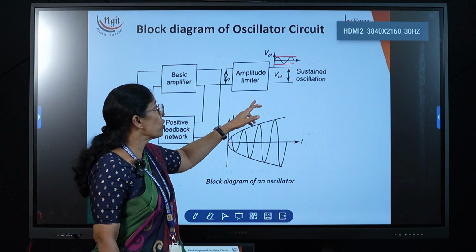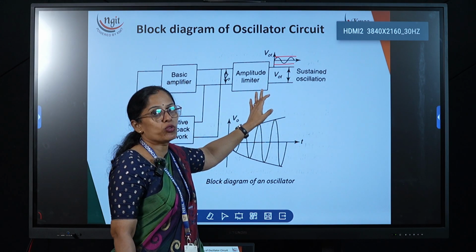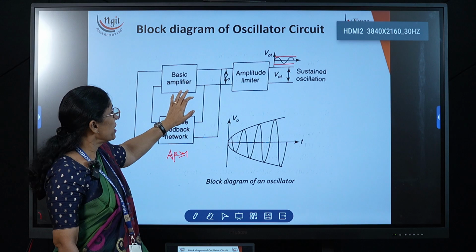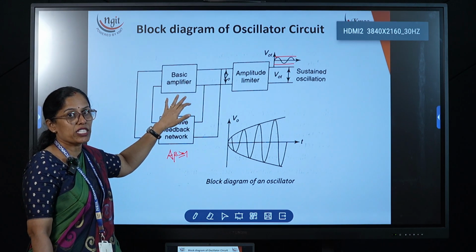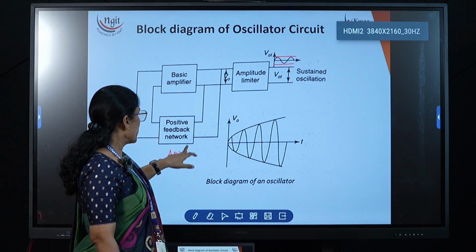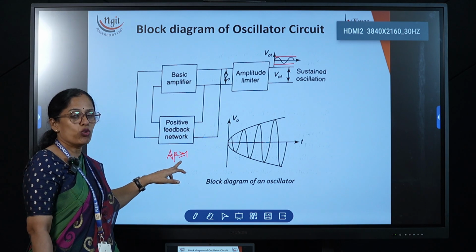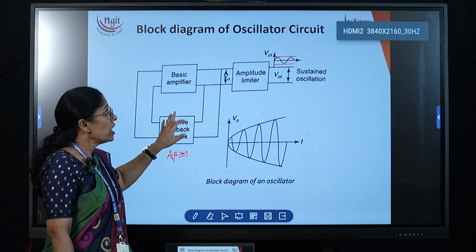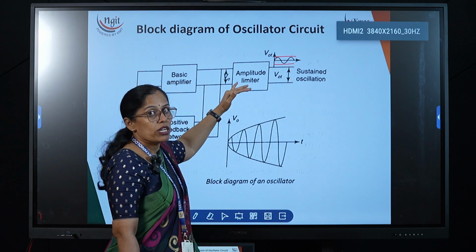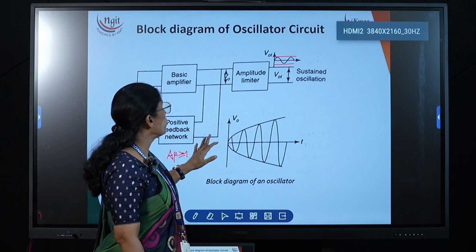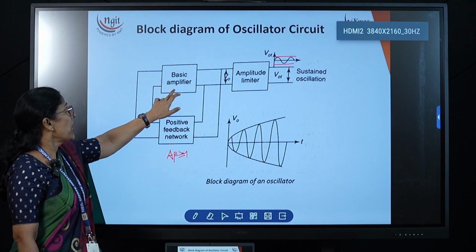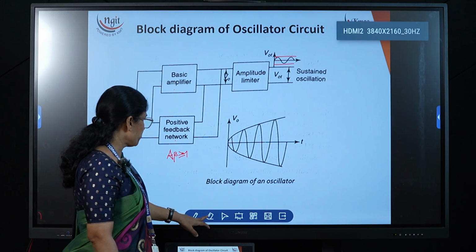To maintain the amplitude constant, we need an external amplitude limiter. If the circuit itself introduces the nonlinear effect and thereby controls the amplitude, then we don't need any external amplitude limiter. If the loop gain is greater than or equal to 1, the amplitude may increase with respect to time. At that time we need an external amplitude limiter to control the output voltage. Now this is about the block diagram of the oscillator. The main blocks of the oscillator are the amplifier and the feedback network.